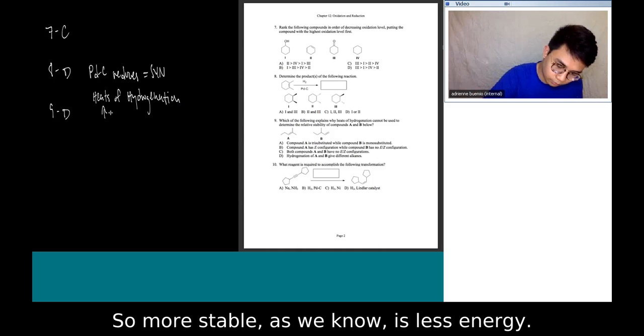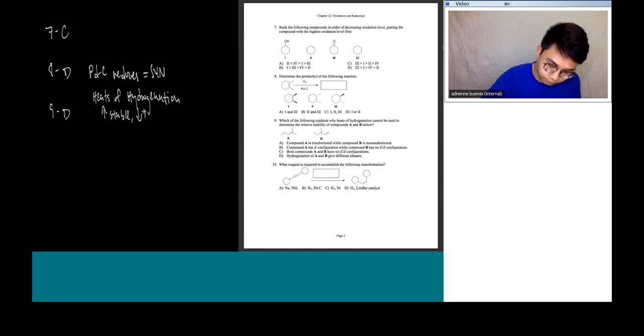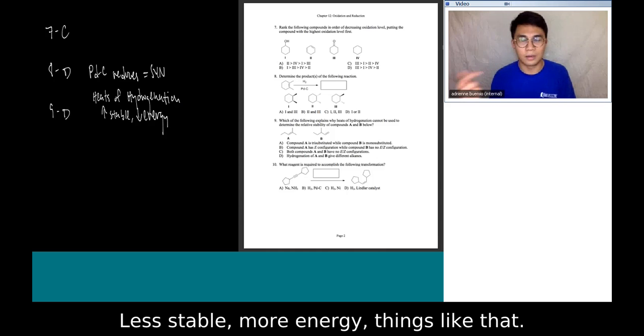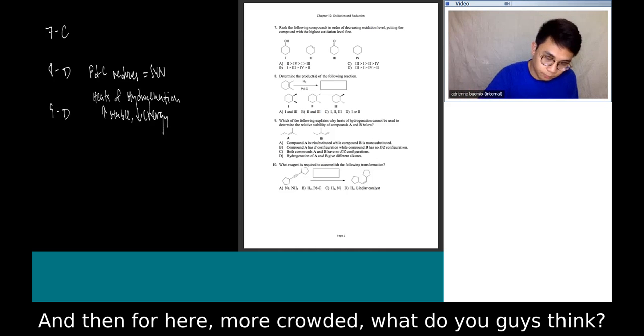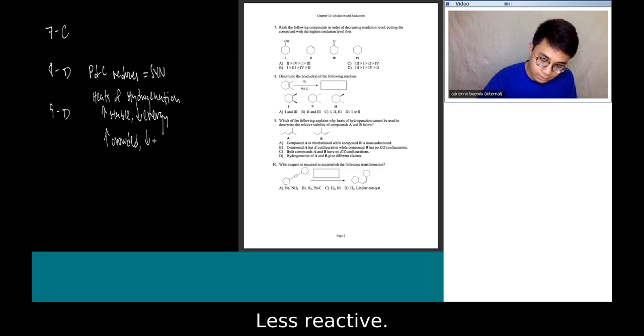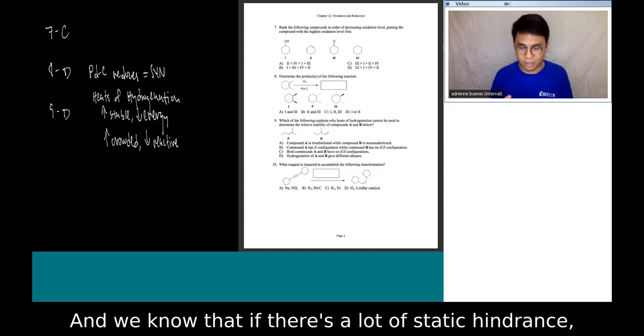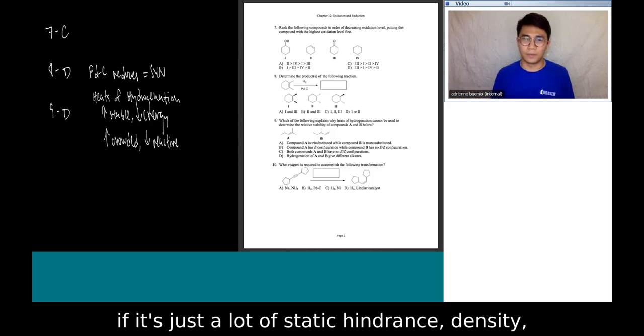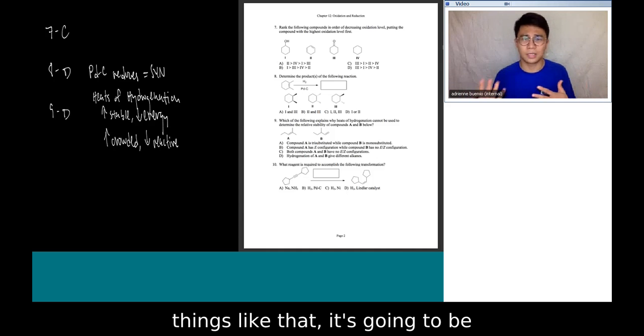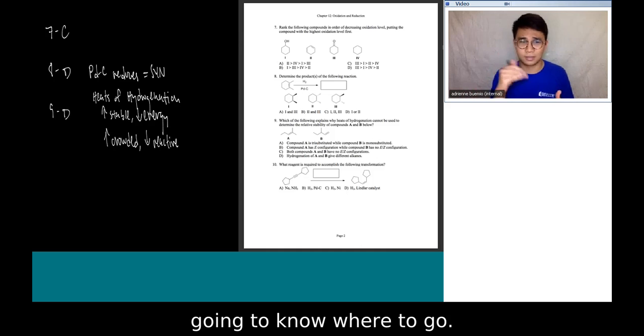So more stable, as we know, is less energy, right? And then vice versa, less stable, more energy, things like that. And then for here, more crowded, what do you guys think? Less reactive, right? And we know that if there's a lot of steric hindrance, density, things like that, it's going to be less reactive because the reagent isn't going to know where to go.